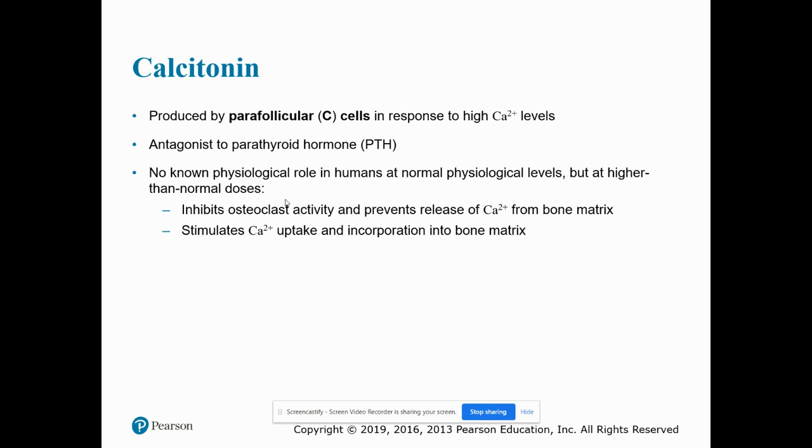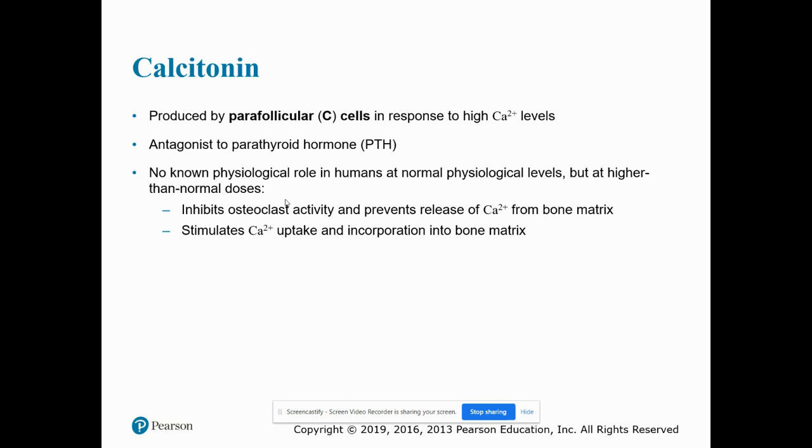Then there's also calcitonin that's produced by the thyroid gland. But remember, calcitonin is produced by the parafollicular or C cells, and this is going to be produced in response to high calcium levels. It's actually an antagonist to the parathyroid hormone. However, there is no known physiological role in humans at normal physiological levels, but at higher than normal doses, also known as pharmacological doses, it will inhibit osteoclast activity, and that's going to prevent the release of calcium from bone matrix. It will also stimulate calcium uptake and incorporation into bone matrix. So really you can see here how it's an antagonist to parathyroid hormone.